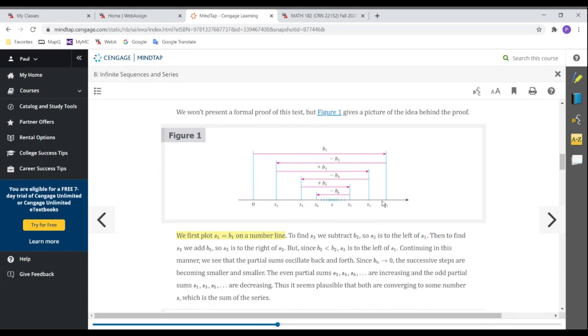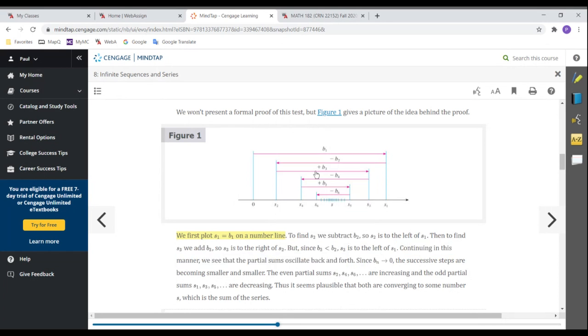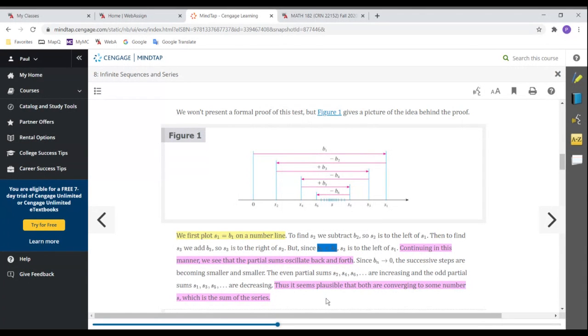So what happens is, if you continue this, the partial sums keep oscillating back and forth about what the true sum S eventually is. Like it says, continuing in this manner, the partial sums oscillate back and forth about that true sum S. So it seems plausible that the partial sums are converging to the sum S, which is the sum of the series.